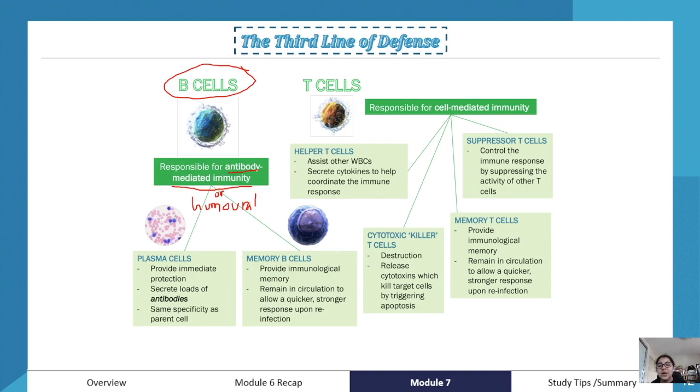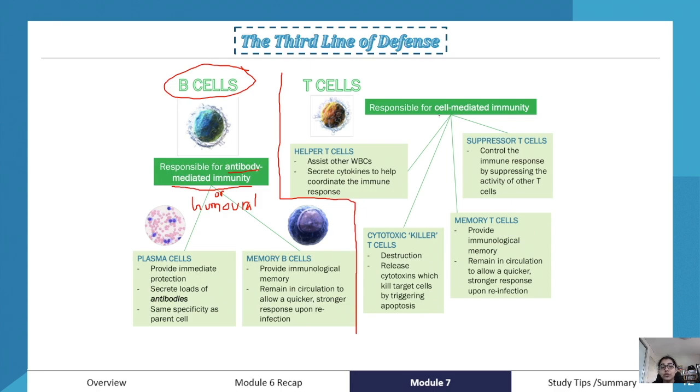So B cells are responsible for antibody-mediated immunity, or humoral immunity. That is the role of the B cells. Now let us look at the T cells. I'm trying to draw a line in between here. Okay, cool. So the T cells are responsible for cell-mediated immunity.